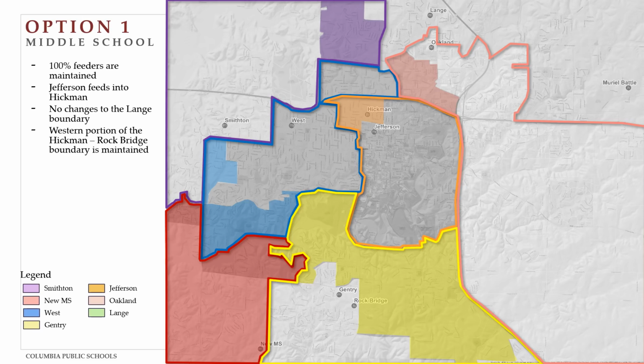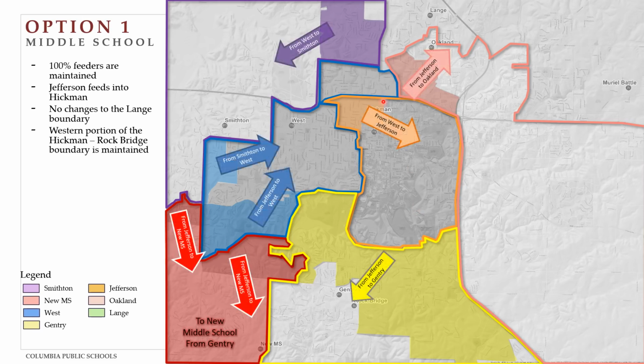This shows us a little bit more detail, zoomed into the central area of the city. Again, you can see these change areas: West to Jefferson, Jefferson to Oakland, West to Smithton, Smithton to West, Jefferson to West, Jefferson to the new middle school, and also another section here, Jefferson to the new middle school, and then Jefferson to Gentry.